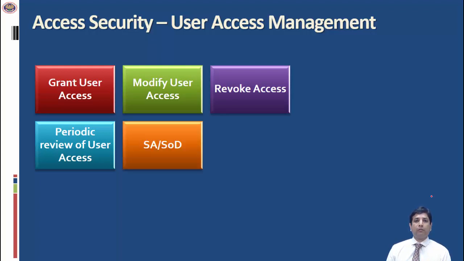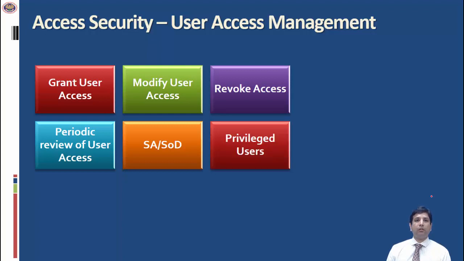The next important function in user access management is managing the segregation of duties and sensitive access. Again, this involves granting and modifying users' access to systems which is commensurate with their job responsibilities. We have a separate session on SA/SOD in this module, where we will be looking in detail at how SA and SOD are implemented in an ERP system and how, as auditors, we should look at the auditing of sensitive access and segregation of duties.